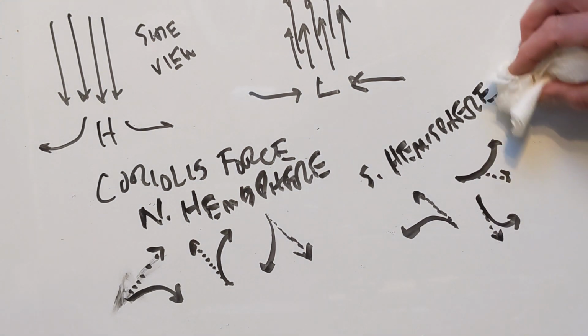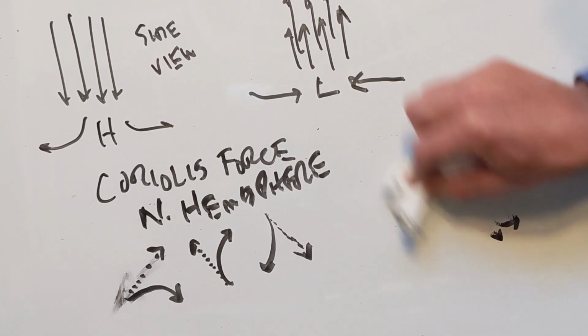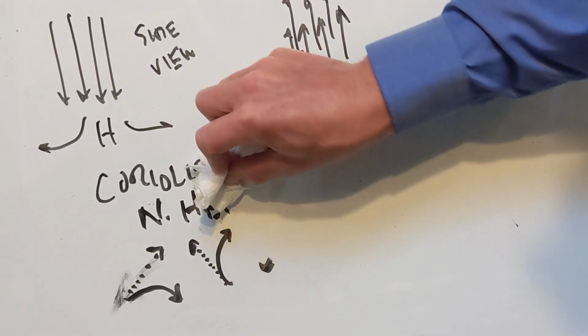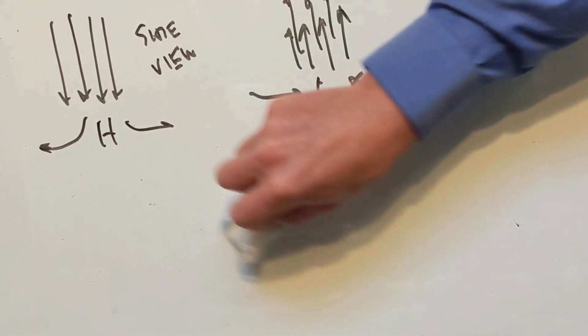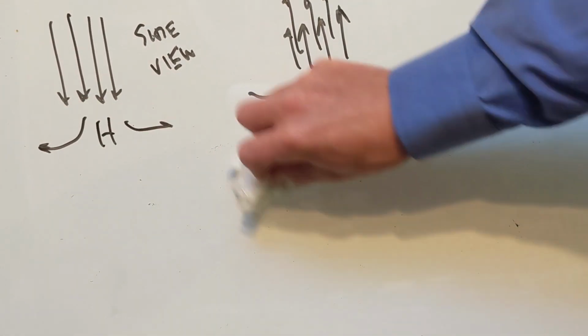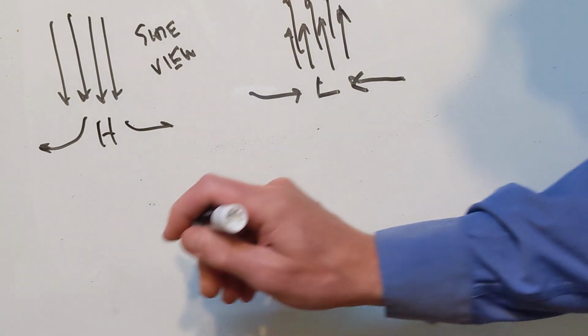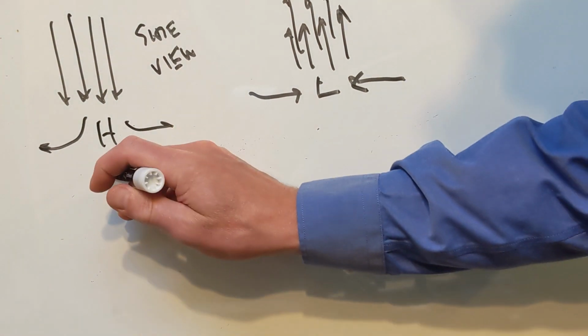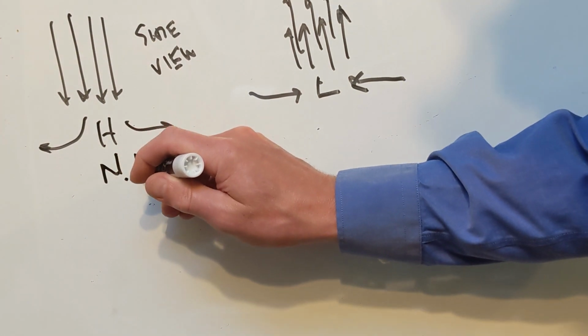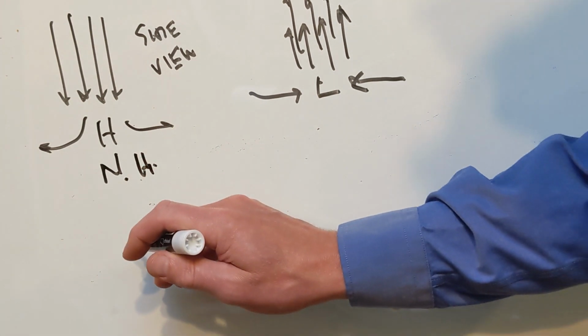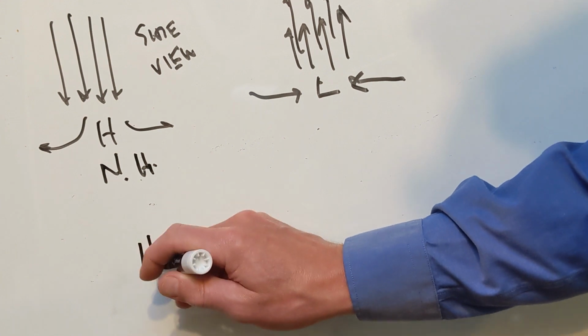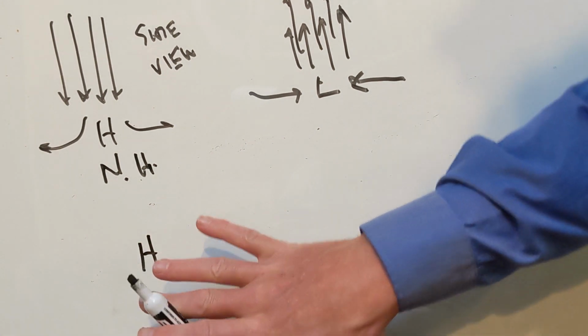So let's go take a look at the phenomenon of the low pressure and high pressure at the surface with the Coriolis effect included. So this is going to be northern hemisphere. That's not New Hampshire, that's northern hemisphere. In the northern hemisphere, we would have a high pressure zone here on the surface. This is the top view.